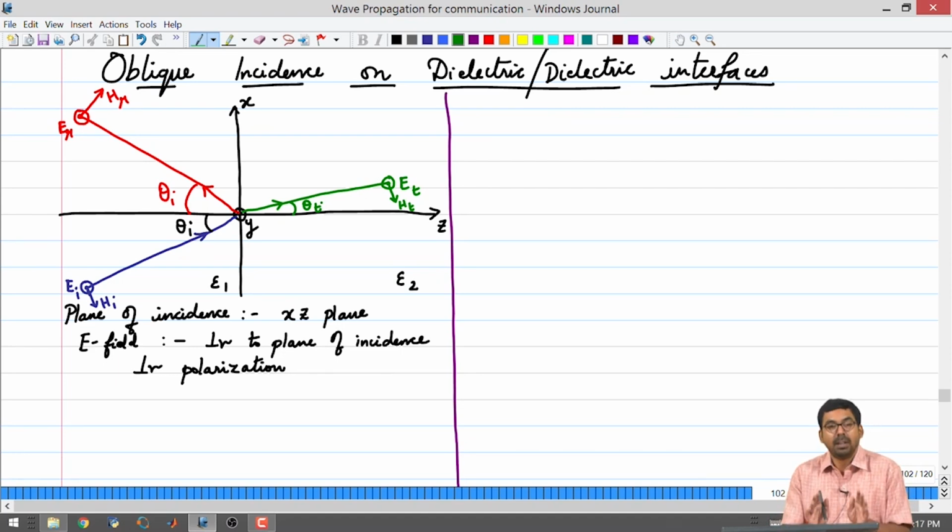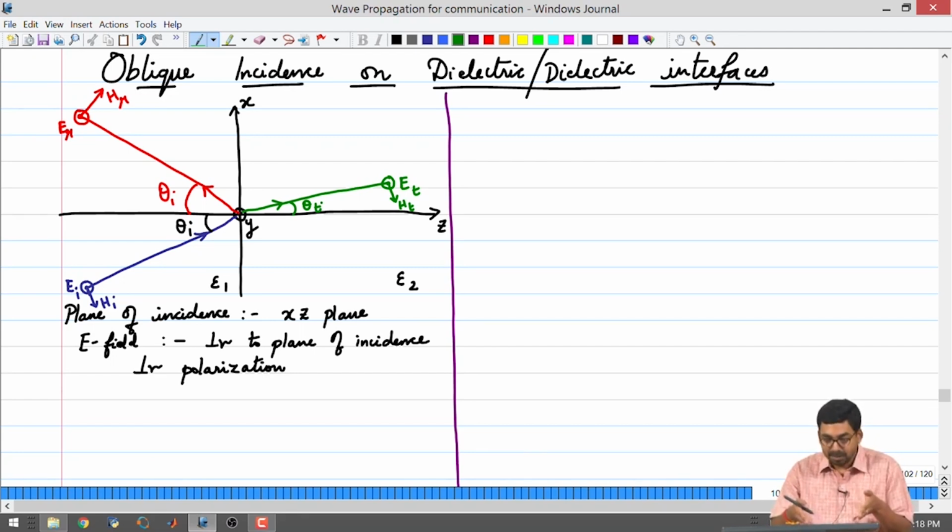So, this is one configuration, and in this configuration we refer to this system as oblique incidence on a dielectric interface, but specifically we are talking about perpendicular polarization. That means the E field is always perpendicular to the plane, for the transmitted, reflected, and incident waves. Under this scenario, we wish to calculate the value of the reflection and the transmission coefficient. So, that is the objective of the lecture for this configuration.